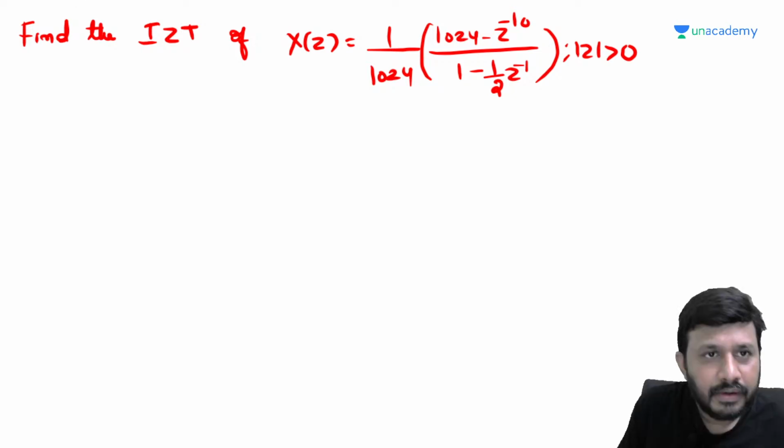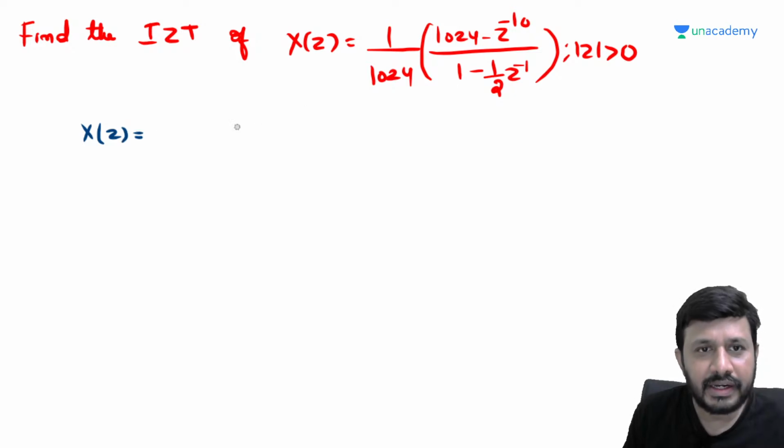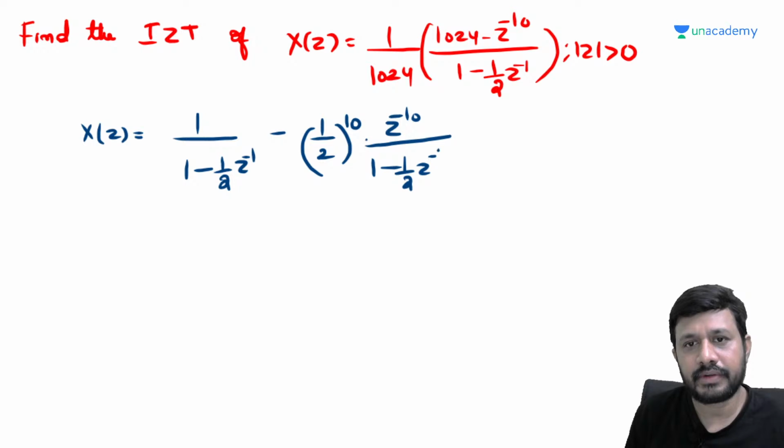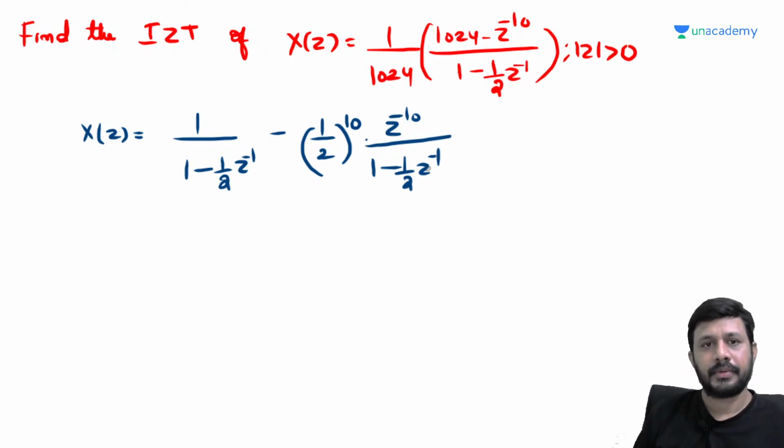So what could be the answer? Bring 1024 inside, so that we'll get 1 by 1 minus 1 by 2 z inverse minus 1024 can be written as 2 power 10, no? Z power minus 10 by 1 minus 1 by 2 z inverse. Right.